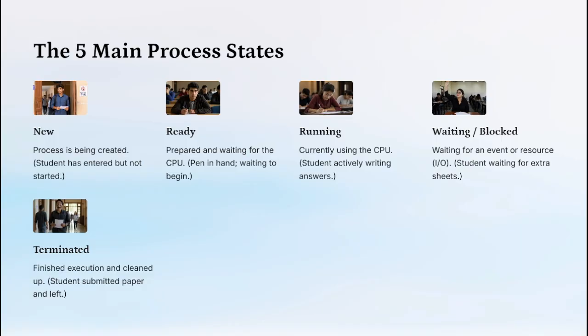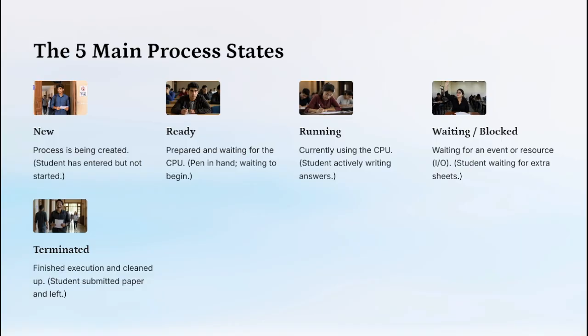First one is new. This is when a process is just being created. Think of a student who has just entered the exam hall but hasn't started writing yet. Second one is ready. The process is fully prepared and waiting for its turn to use the CPU, like a student who has the pen in hand, ready to write, just waiting for the signal to start.